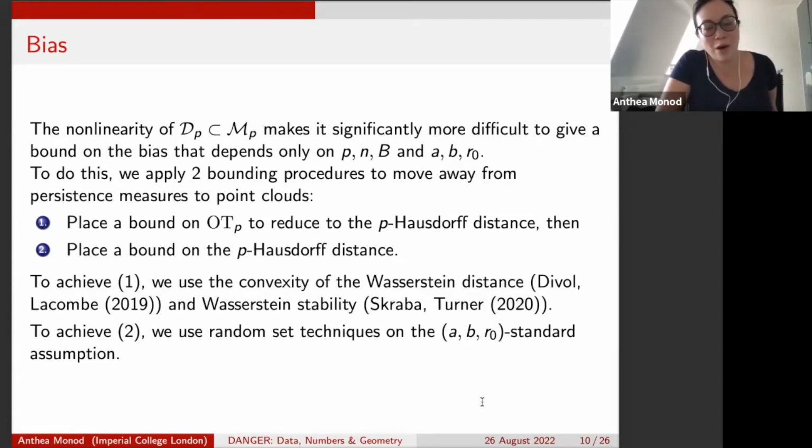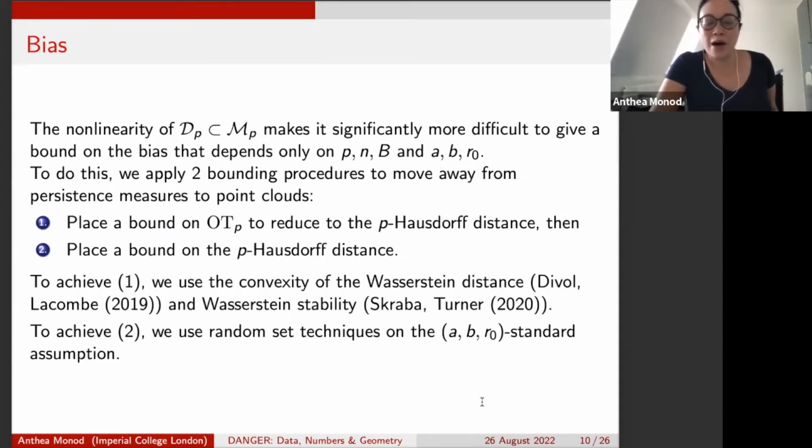And what we want though is some bound on the bias, or some expression of the behavior of the bias, which depends only on our parameters: P, which corresponds to the Wasserstein distance or the optimal partial transport distance parameter that we're looking at; n, the size of each subsample; capital B, the number of subsamples we draw; and then these a, b, r naught values that we were looking at before, which control the size of the probability to make sure that the probability measures are not too singular.